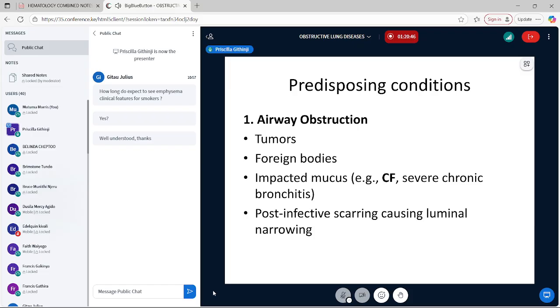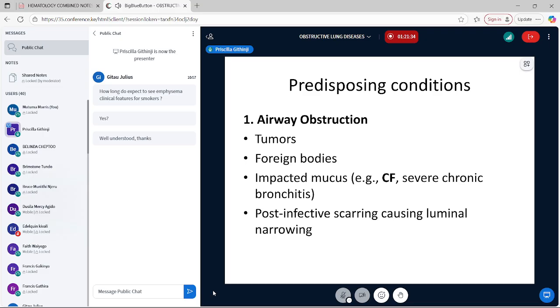So what predisposes you to bronchiectasis? We've talked about airway obstruction, and this can be caused by tumors. Airway obstruction can also be caused by foreign bodies. We've had people, like children, who inhale coins, seeds, or whatever it is. All these are foreign bodies that will lead to obstruction. You can also have airway obstruction by impacted mucus that we were talking about in patients who have cystic fibrosis, or in patients who have severe chronic bronchitis. So they are producing a lot of mucus that blocks the airways.